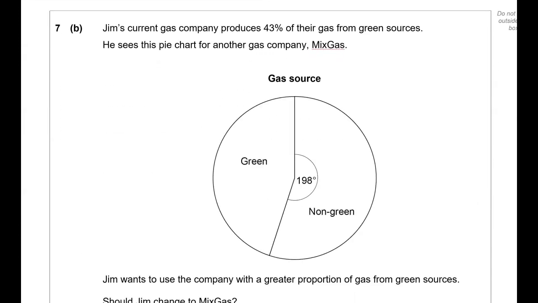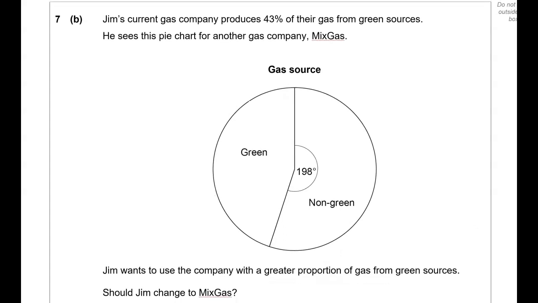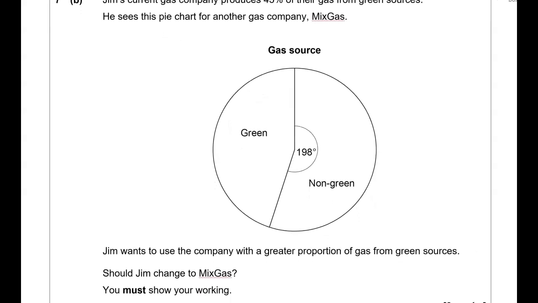Jim's current gas company produces 43% of their gas from green sources. He uses this pie chart for another gas company, Mixed Gas. Jim wants to use the company with a greater proportion of gas from green sources. Should Jim change to Mixed Gas? You must show your working.